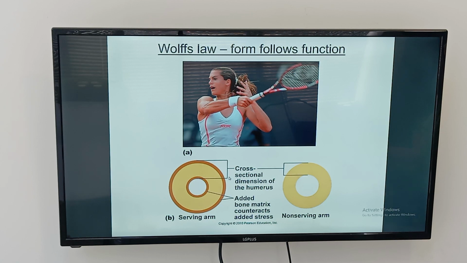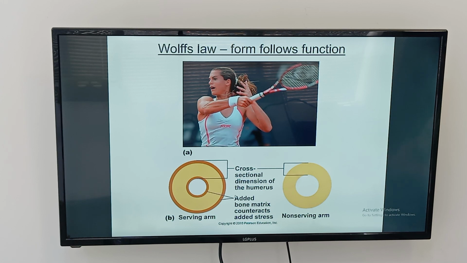This is a cross-sectional dimension of the humerus. The deep brown lines you can see in the inner circle are similar in thickness and in shape. However, the serving arm, which is the trained arm, will have more stress and more load applied to it, because the tennis racket is quite heavy. So the tennis player's trained arm, the serving arm, will need more support.